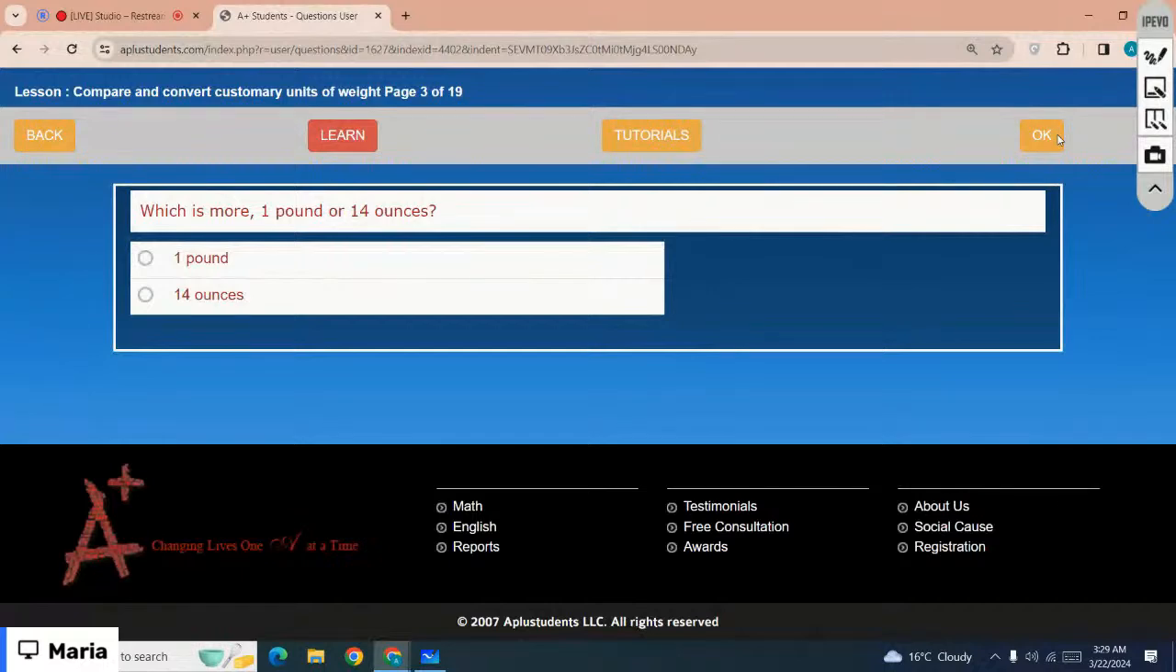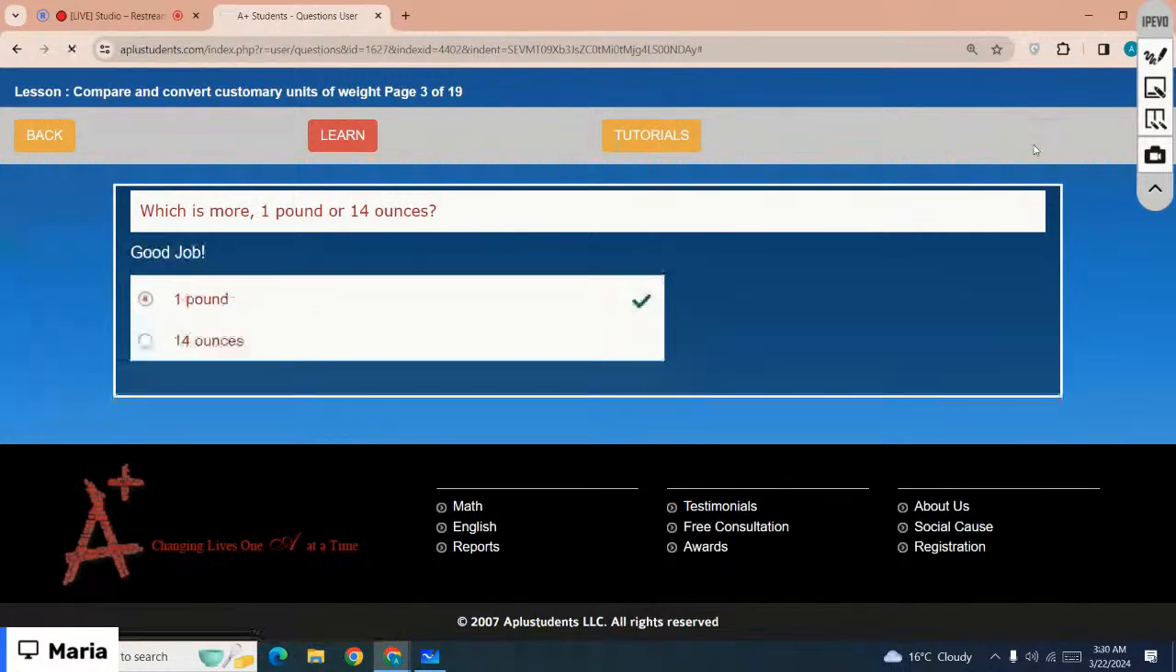Which is more, 1 pound or 14 ounces? Which is the correct option? No, 14 ounces is more. 1 pound equals 16 ounces. Yes, you're right. 1 pound is more than 14 ounces.